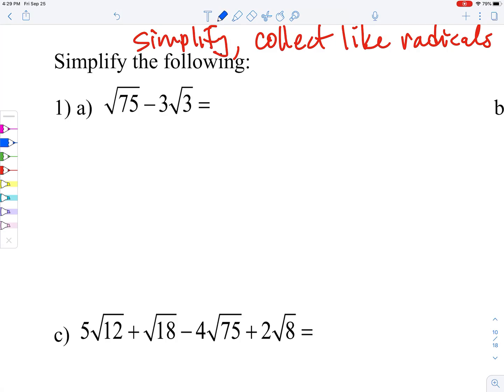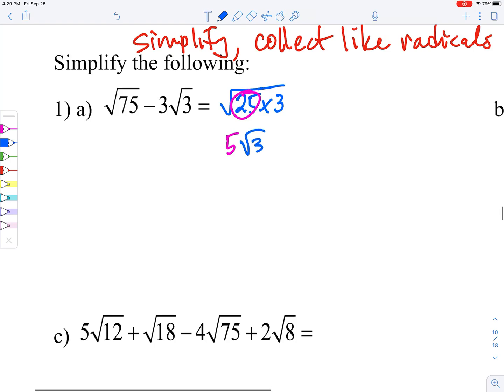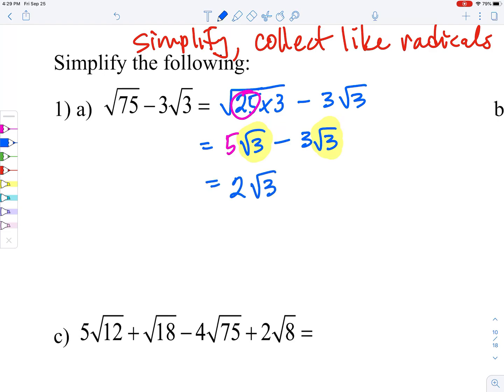So root 75, I see that it has a 25 inside it. So I could write that as root 25 times 3. If I take out that root 25, it becomes a 5 root 3. So I'd have 5 root 3 minus 3 root 3. Because they have like radicands, because the guts match, I can just subtract the coefficients. So I get 2 root 3.